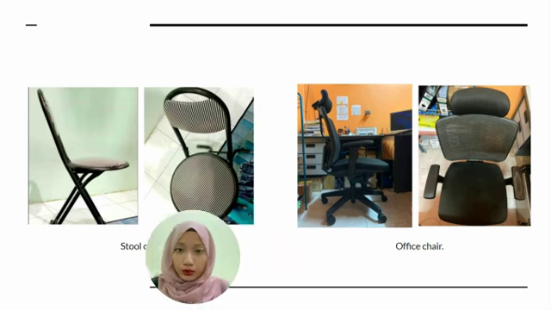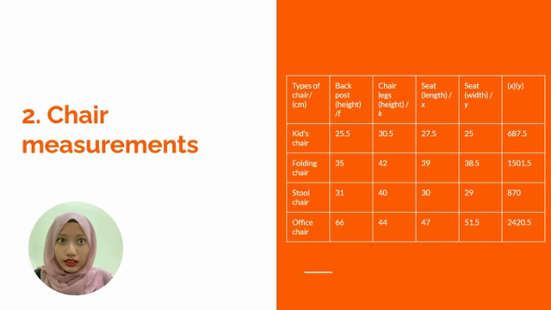Based on our measurements, we have taken note that the kids chair has the height of the back post of 25.5 centimeters. The height of the chair legs is 30.5 centimeters. The length of the seat is 27.5 centimeters. The width of the seat is 25 centimeters, and the area of the seat we calculated is 687.5 centimeters square.